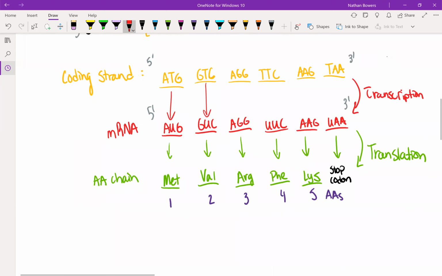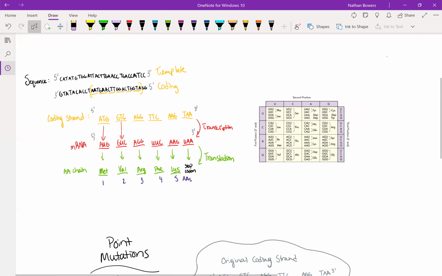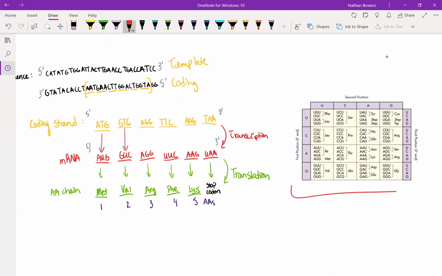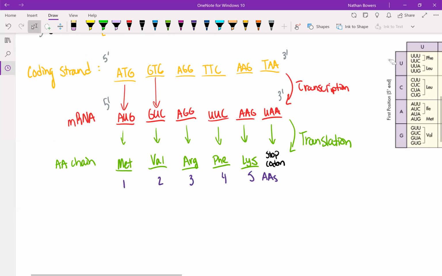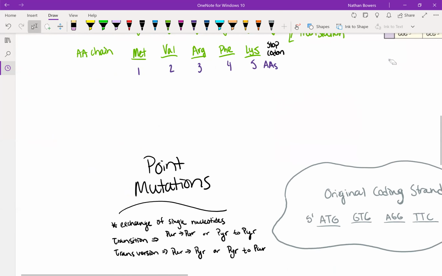And then after translation, using our key right here, we can determine what amino acids are going to be encoded for in the chain. So we have AUG being methionine, GUC being valine, AGG being arginine, UUC being phenylalanine, AAG being lysine, and UAA being the stop codon, leaving us with our 5 amino acid chain.